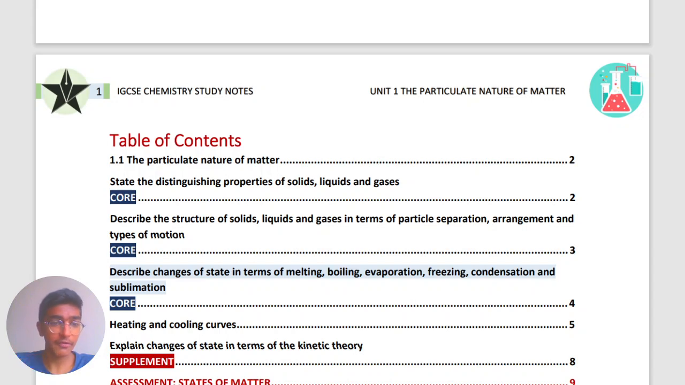Okay, that means if you're doing the core paper, you only need to focus on the chapters or the topics where it's written core, and if you're doing the paper 4, for example, you'll have to know everything that is in this video. But again, if you're doing the paper 3, then you only need to know the core section.